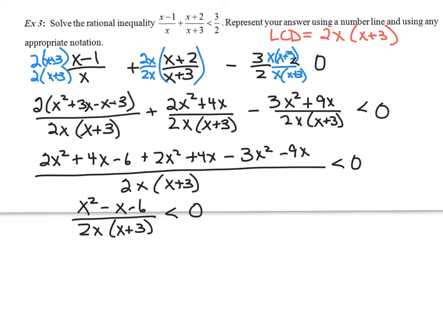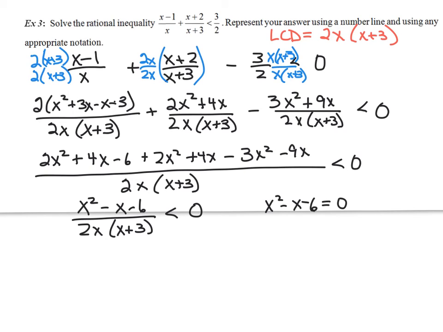So please check your multiplication and notice in the numerator of the first fraction, I got 2x squared plus 4x minus 6. The second fraction, 2x squared plus 4x. The third fraction, I'm going to subtract 3x squared and 9x, so both of those get negated. Now, putting together your like terms, I'm getting an x squared minus x minus 6 in the numerator. Notice that in the denominator, I left it in factored form. That's going to help me solve for where the denominator is equal to 0 or where the rational expression is undefined. So let's go ahead and set our numerator equal to 0.